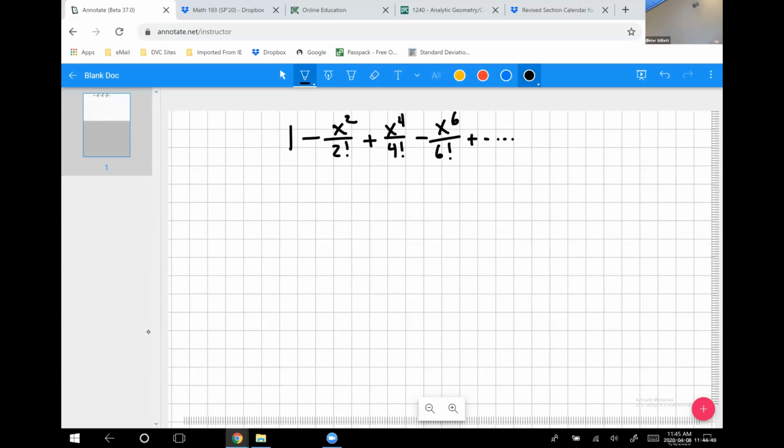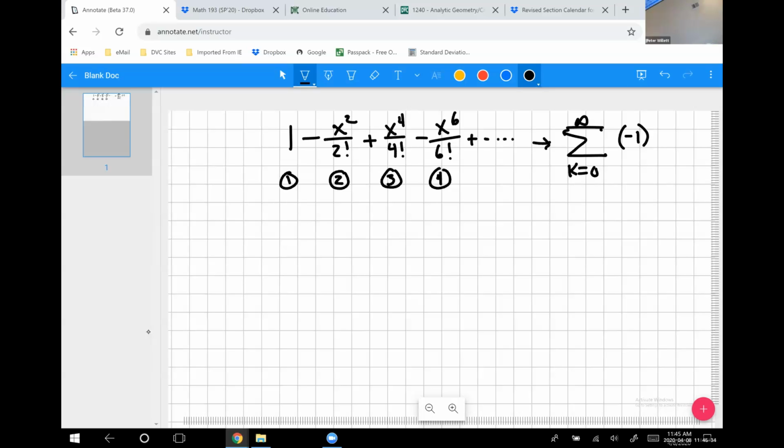So to use the ratio test, I need a formula for these. So I need to write this as a formula. So I have the sum, k going from 0 to infinity. My coefficients are alternating in sign, so there's a -1 to the k there. You may recall we did this when we had alternating series. So this is sort of my first term, my second term, my third term, my fourth term.